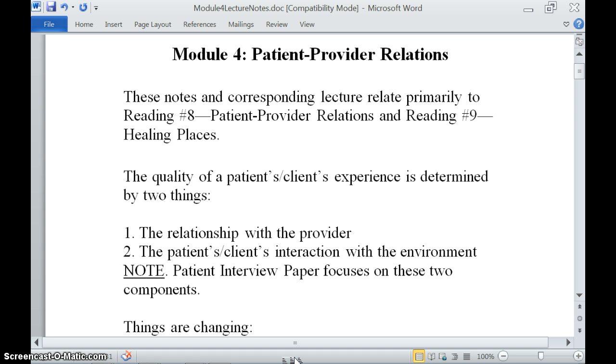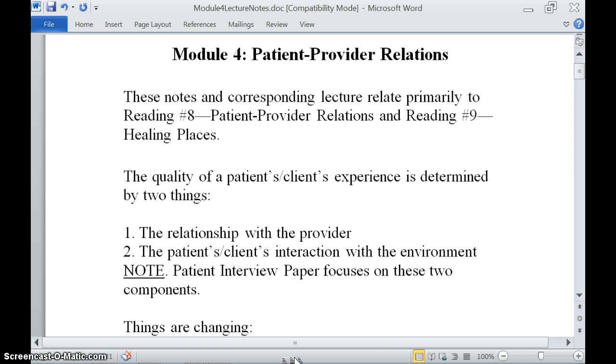It's everything. No matter how much technology, no matter how much biomedical progress we may make, it ultimately comes down to this relationship that is established between the provider or the healthcare professional and the patient or the client. So that's what we're going over in Module 4 with this first lecture. I don't know if I can just do this in one lecture or two.